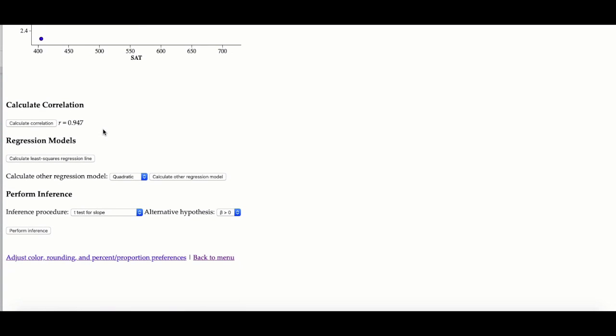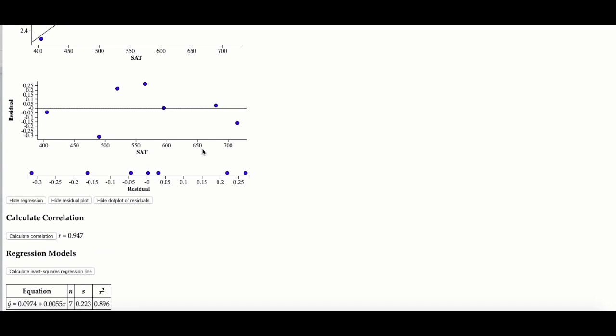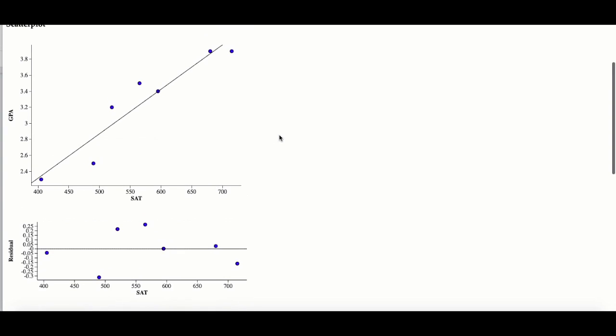And this R value, remember, the closer to +1 or -1, the stronger. This is a strong, very strong model, 0.947, and it's positive. Now click on Calculate Least Squares Regression Line. We get a lot of output here. First of all, they add a line to our graph that best fits the data. It minimizes the distances between observation and prediction, also known as residuals.